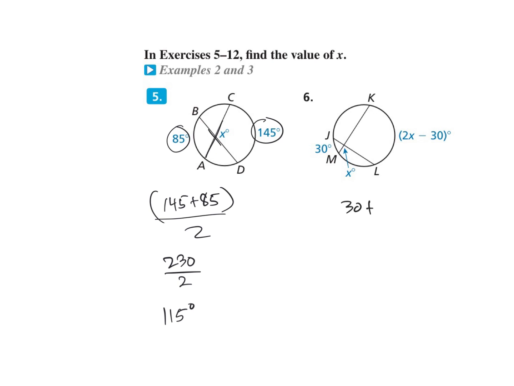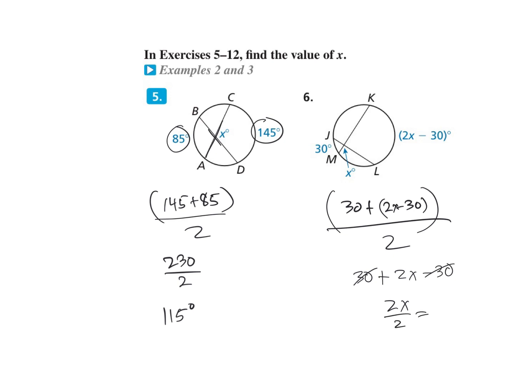And number 6, again, we add them. 30 plus the other angle, 2x minus 30. Add those together and take half of it. So you have 30 plus 2x minus 30. That's going to be 2x because those cancel out. Divided by 2 is going to be x. So this angle is x, and then also it says x is this angle. So if these two angles are the same and they're supplementary, that means they both must be 90 degrees.